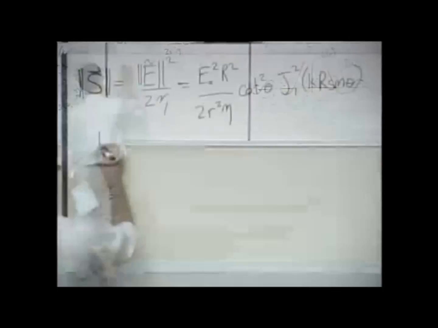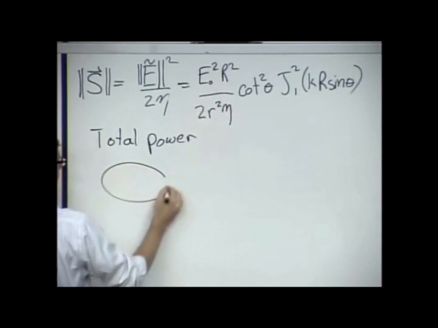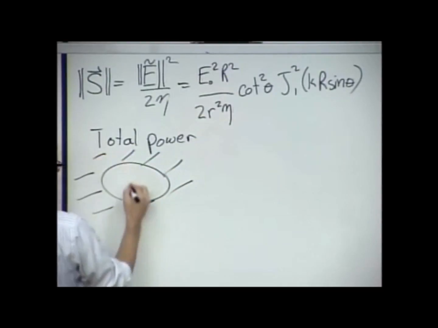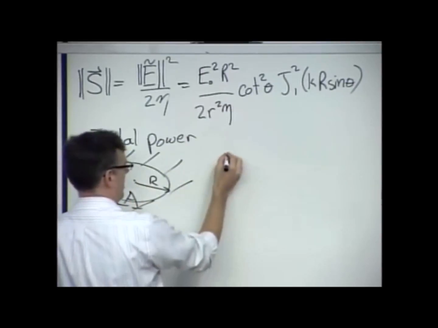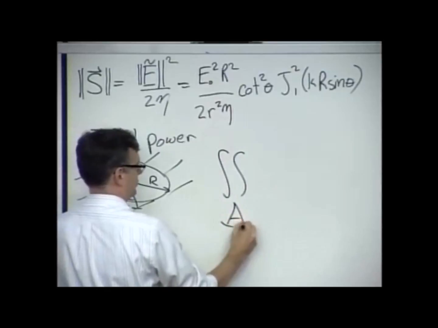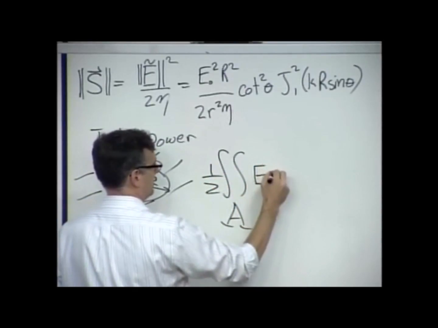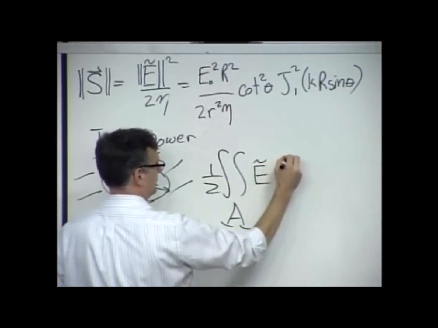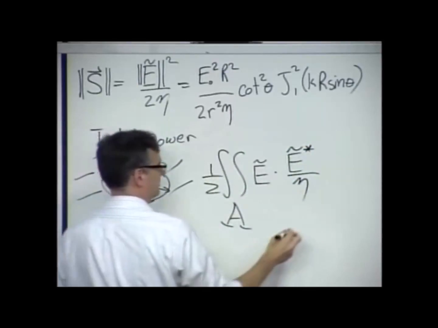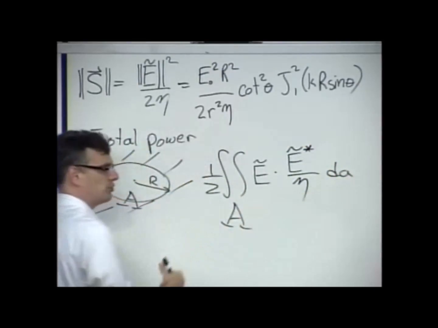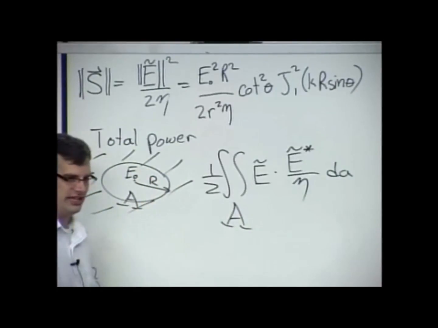So total power through the circle. If I want to get really fancy, I know I have this circular aperture A. It's a circle of radius R. I must integrate over the aperture 1/2 E times E complex conjugate over eta, the magnetic field. But of course, we know that the field is constant in here. It's a constant E naught. I don't need to do the integration.